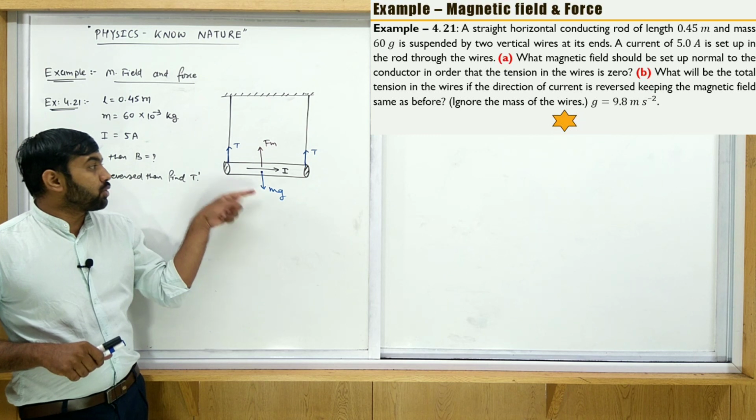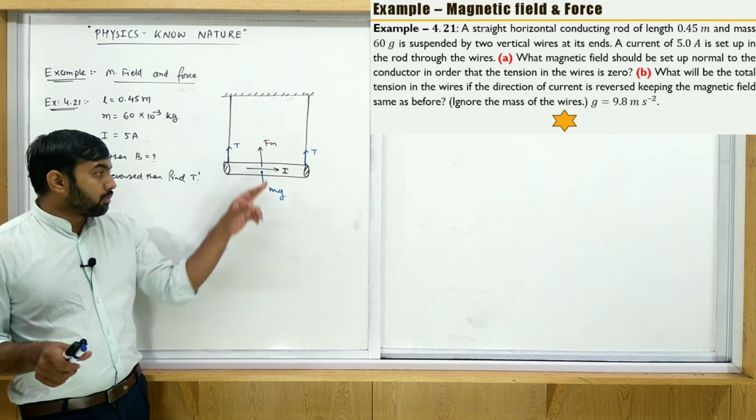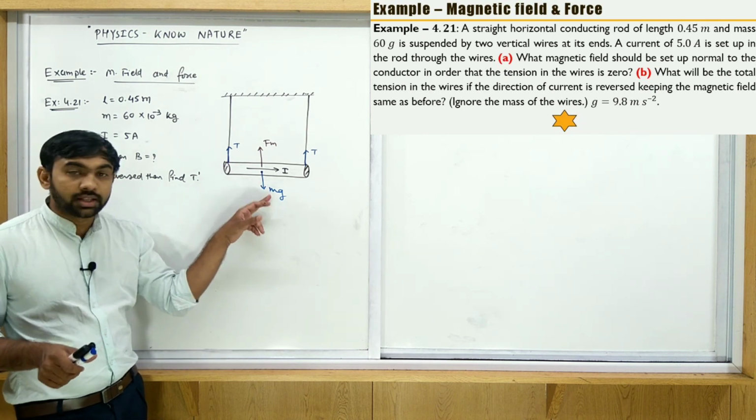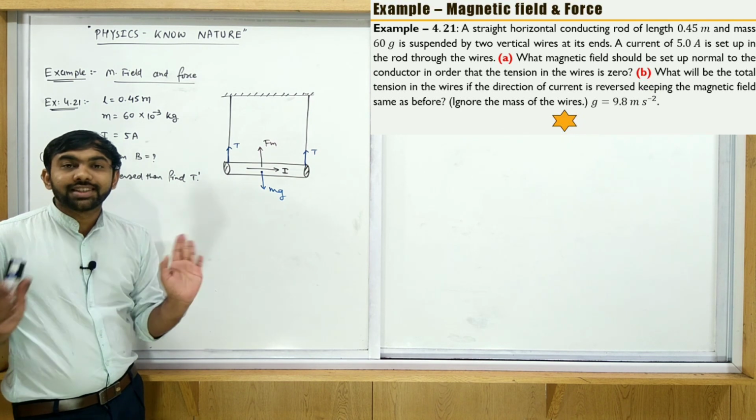Because if these two become equal, then tension will be 0. If Fm becomes equal to mg, then T becomes 0. Otherwise it is not possible.